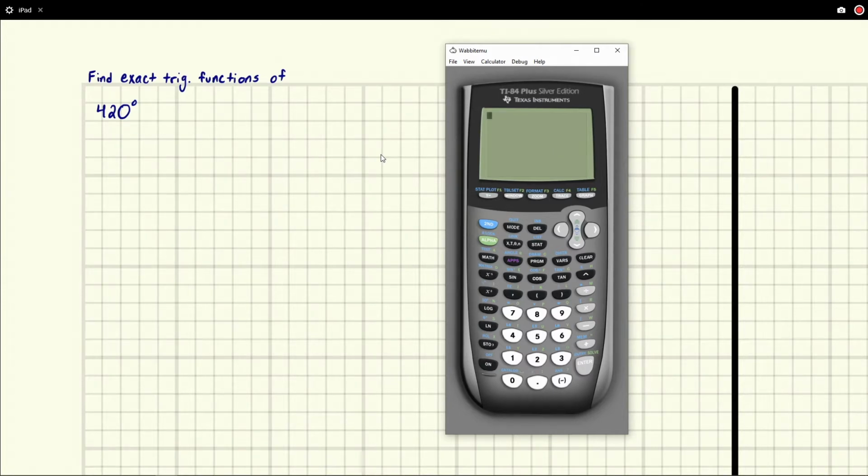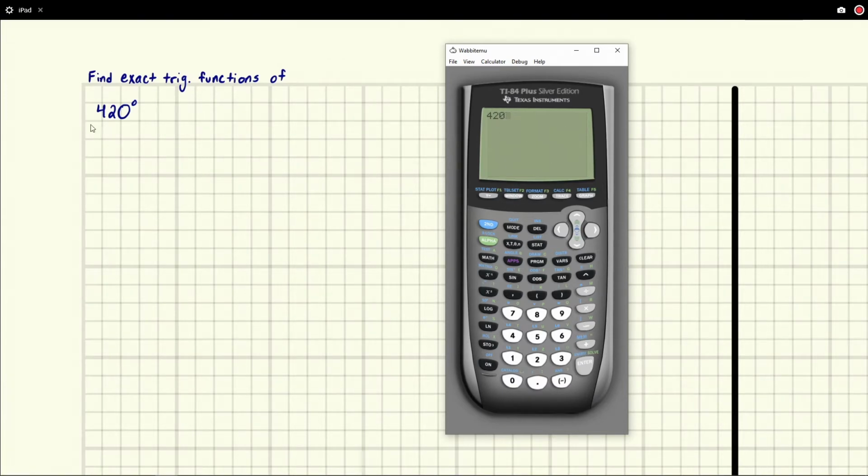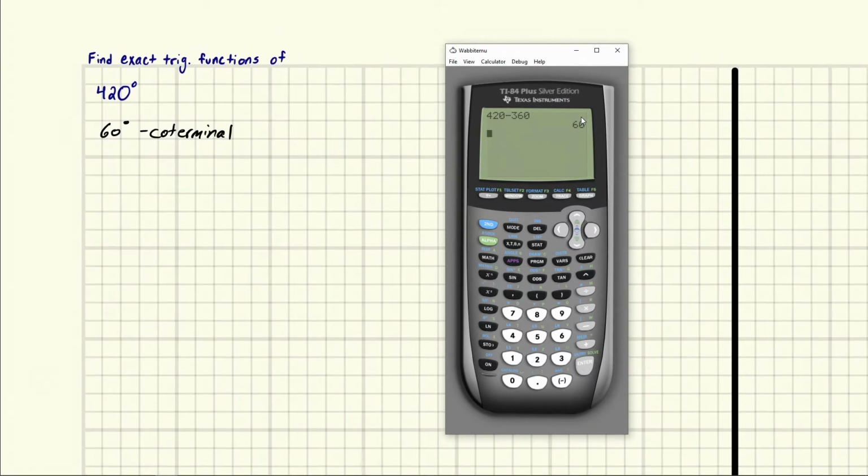So first things first, let's find a coterminal angle because 420 degrees is kind of gross. If we do 420 minus 360, we'll have gone once around a circle and we will be at a coterminal angle. So we're going to do that to get a more reasonable angle. So we see, we get 60 degrees is coterminal. So we can use this instead.